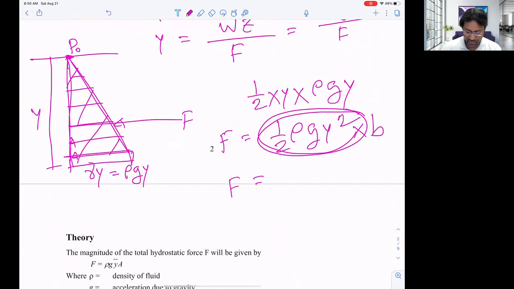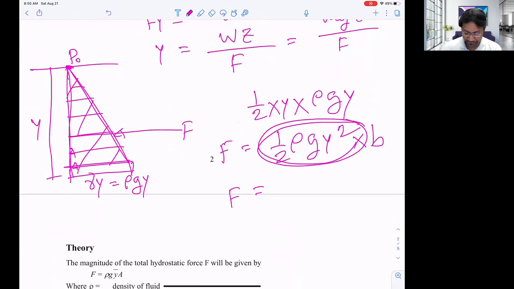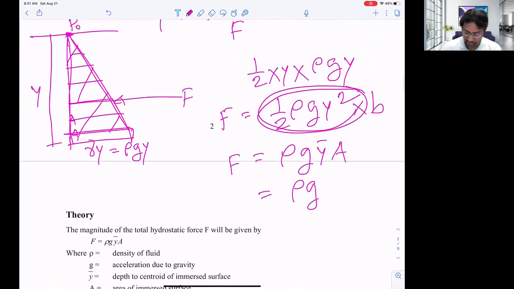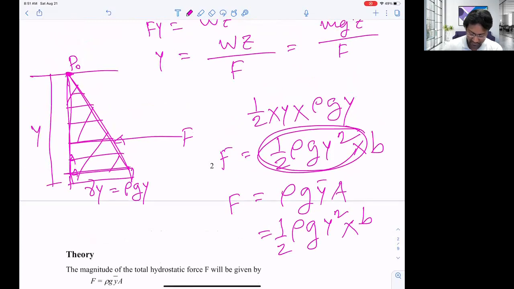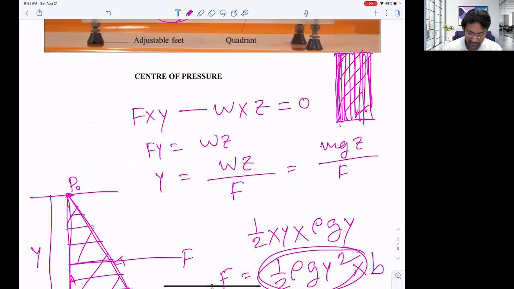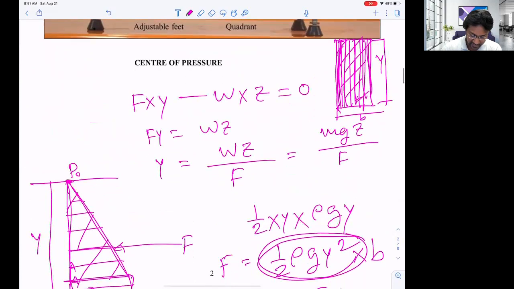That's why for calculating total force, we're just making average of Y bar. So rho G, Y bar, and A. That means rho G, if we just use that Y square, because we have half here, and B. So from this, what can we write? We can write F is equal to Y over 2 into rho G into Y into B. So Y into B, what will that be? If that is the B, and that is Y, that is the area.